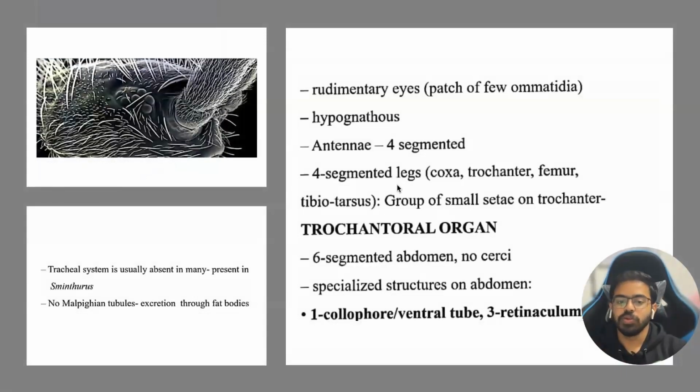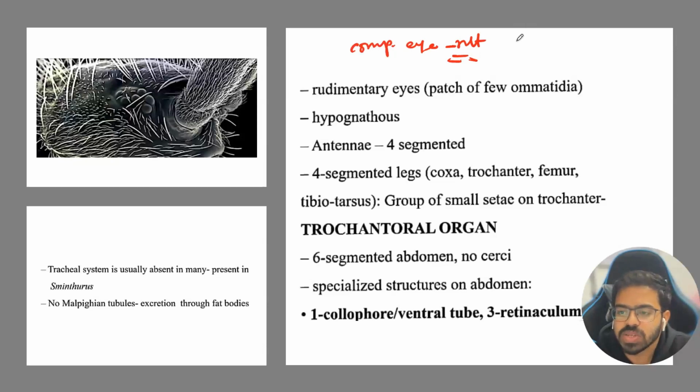These are a few more characters of Collembola. If I study the head portion, first we have to study the compound eye, whether there is presence or absence of compound eye. In most of the Apterygota, compound eyes are not yet developed. Some of them have compound eyes, but in most cases, compound eyes are not developed. So we can easily say compound eye absent. And then subsequently, what about the ocelli?